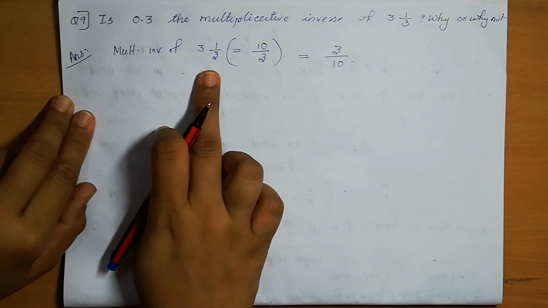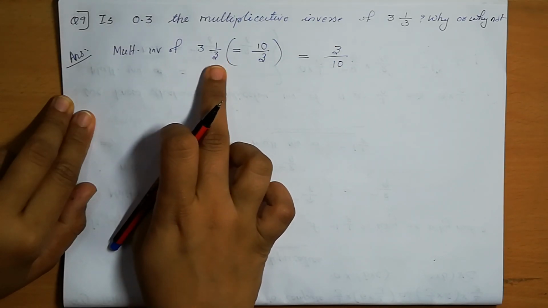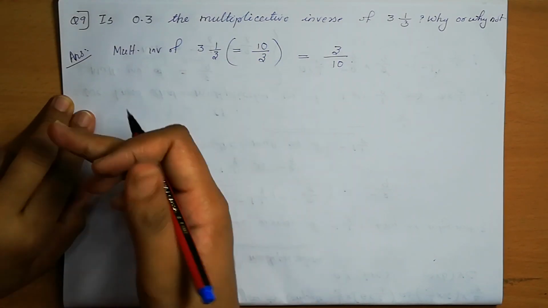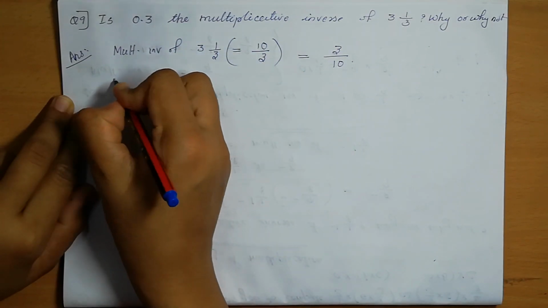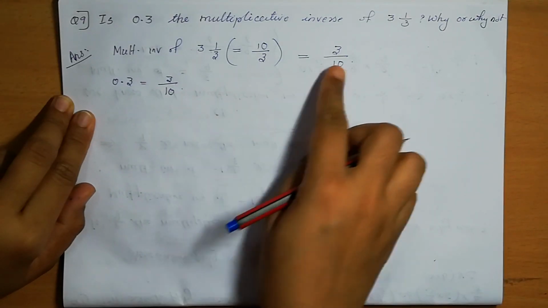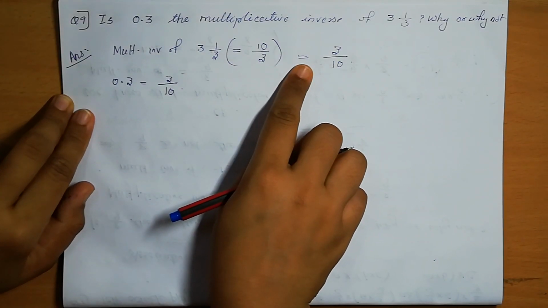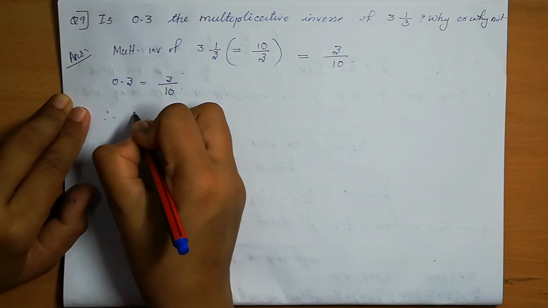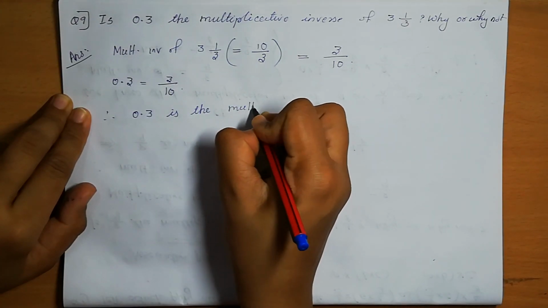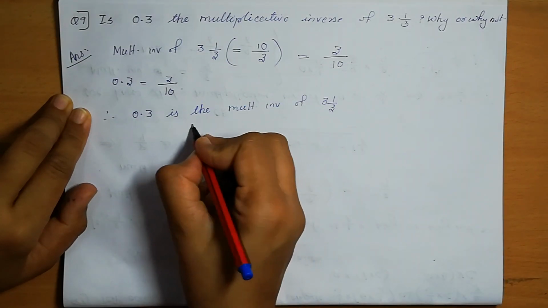Multiplicative inverse of 3 1 by 3 we need to write. 3 1 by 3 we can convert to a normal fraction. So 3 into 3 is 9, 9 plus 1 is 10, 10 by 3. So the multiplicative inverse of 3 1 by 3 is 3 by 10, correct. Then 0.3, how we can write? 0.3 means we can write 3 by 10, correct. Both are equal. So from here what we understand? Therefore 0.3 is the multiplicative inverse of 3 1 by 3.